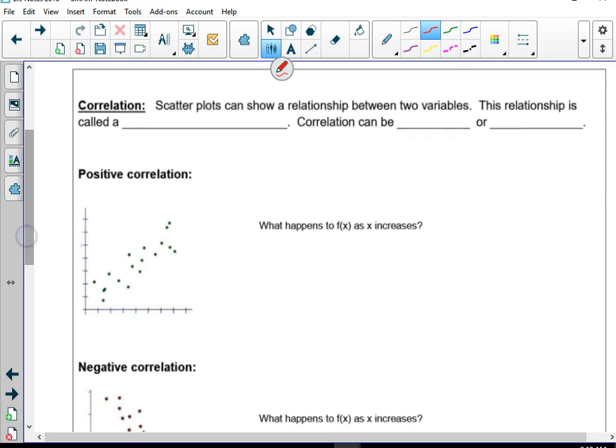Okay, now correlation. Scatter plots can show a relationship between two variables. The relationship is called a correlation. It can be positive or negative. You just do the symbols instead of writing the words. If you want to write the words, go ahead. But positive or negative. Plus.